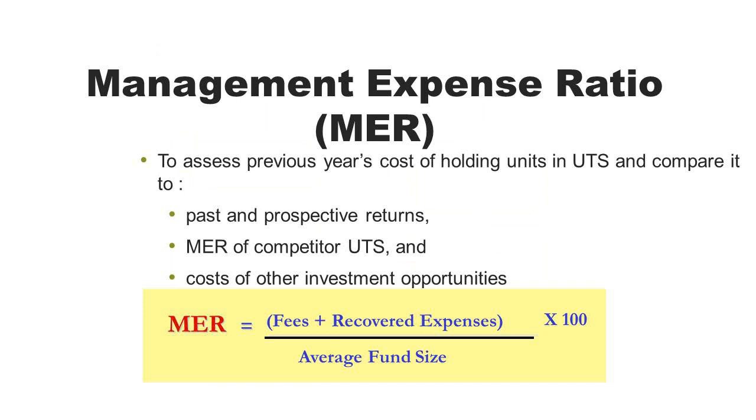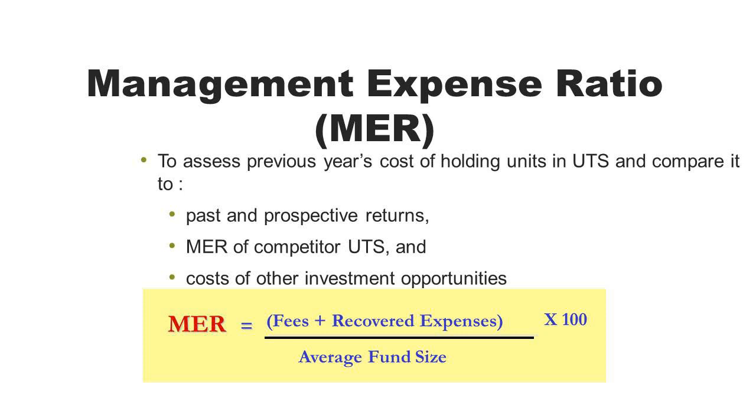Okay, another measurement that you need to remember, a formula, is called MER, Management Expense Ratio. How much of the money is being used to pay expenses to manage the fund, how much percentage? So it's always based on percentage. The formula: fees and recoverable expenses, whatever charges they charge the fund, divided by the average fund size again. So the formula is always based on average fund size.